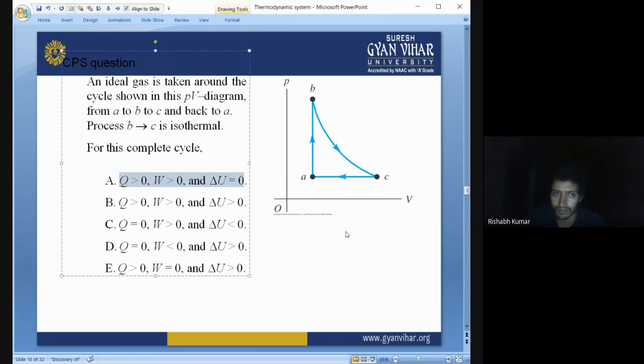And work is also greater than 0. Why is work greater than 0? Because it is in this direction. Volume is expanding, right? Volume is expanding, so that means work is done by the system.